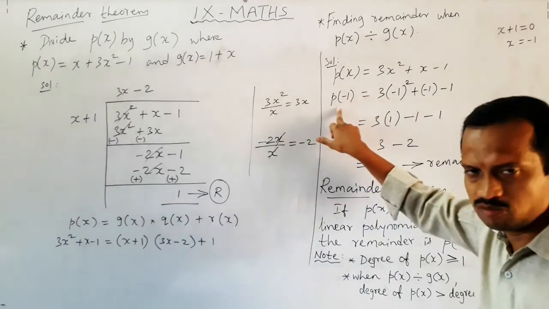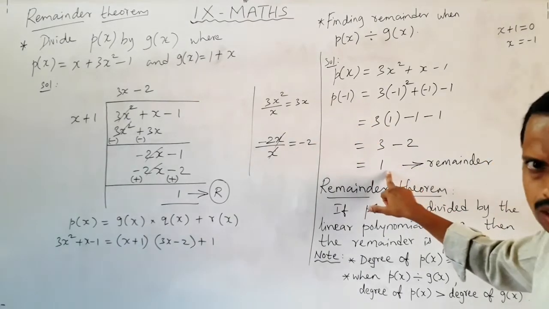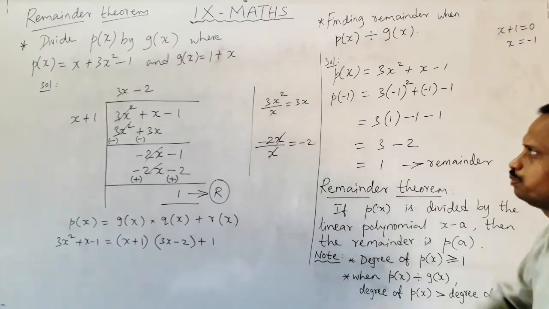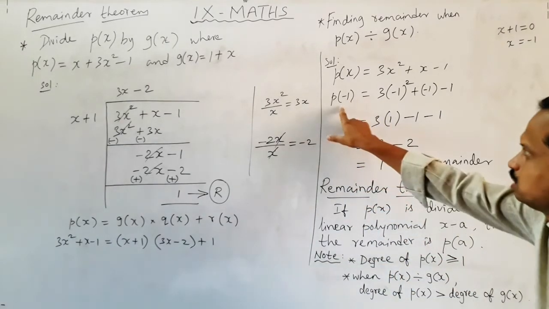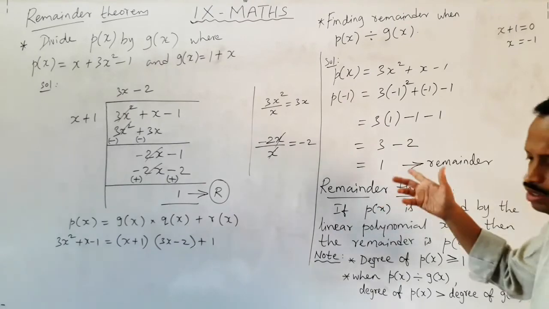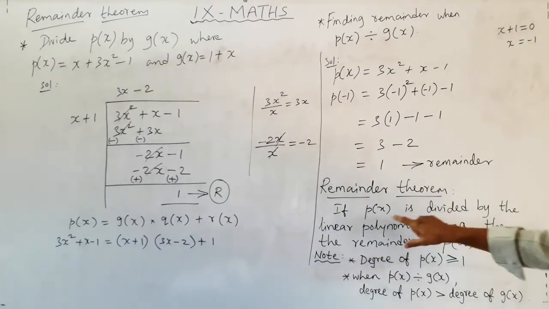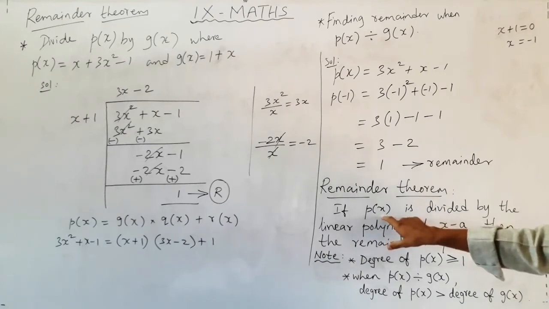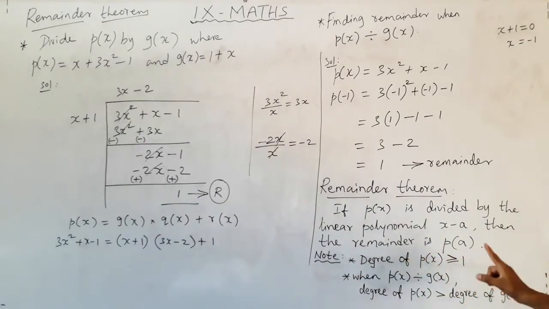But the remainder is p of minus 1, and the value of p of minus 1 is 1, which is the remainder. Clear? So p of minus 1 is equal to 1. This is the remainder value. So here instead of x in the given polynomial, we put a, then p of a is the remainder. Clear?